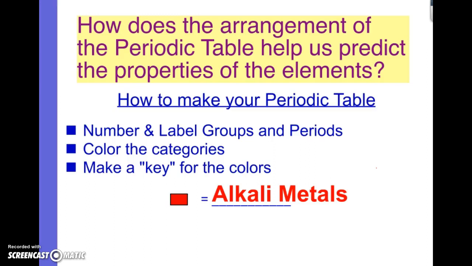Our essential question for this week is, how does the arrangement of the periodic table help us predict the properties of the elements? Another name for properties is characteristics. So really what we're going to be looking at is, how is the periodic table organized or arranged, and what does that tell us about the characteristics of the elements?